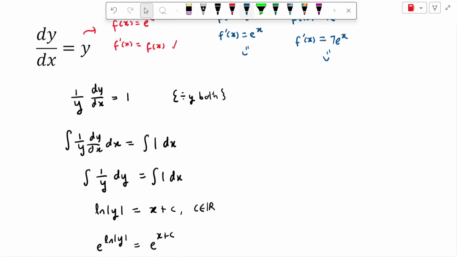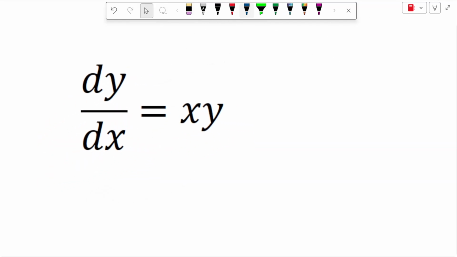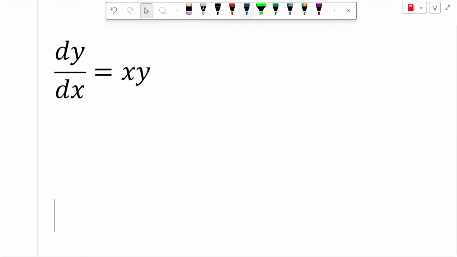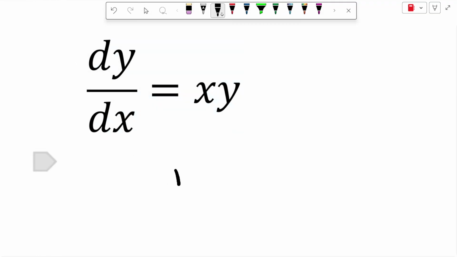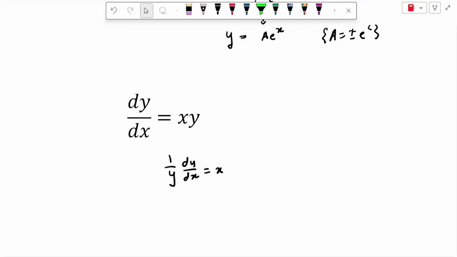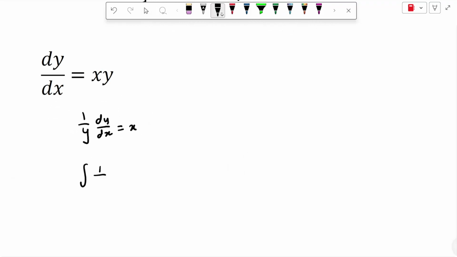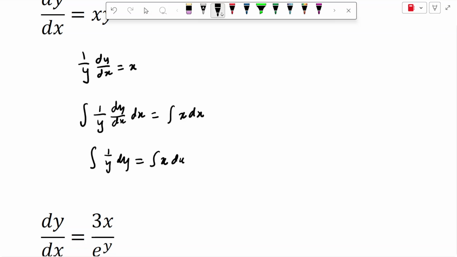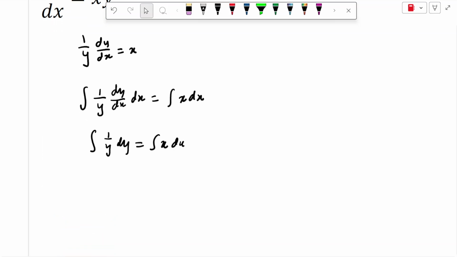Okay. Next, dy/dx is xy. So we need to separate this. So we need to go 1 over y dy/dx. And we'll be left with x over here. And this plays out almost exactly the same. So I'm going to get the integral of 1 over y dy/dx dx is the integral of x dx. So this is the integral of 1 over y dy is the integral of x with respect to x. And so that leaves you with just a log of y again on the left-hand side equals x squared over 2 plus c.